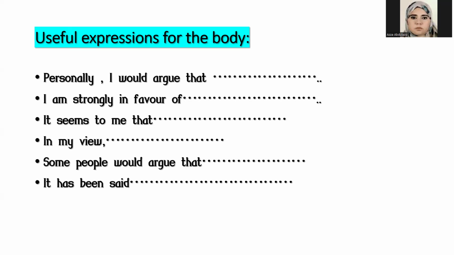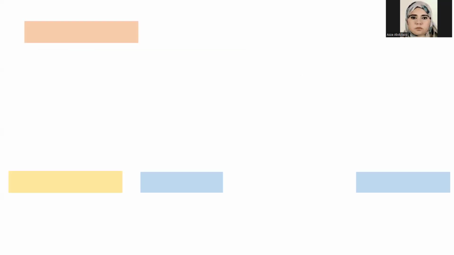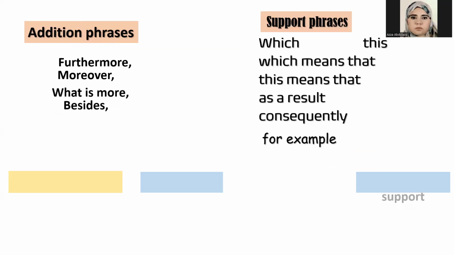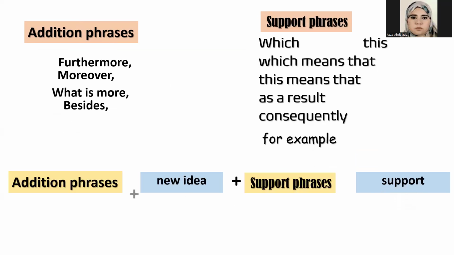One more thing, do not forget to use the writing equation. What do I mean by the writing equation? Have a look. This is my writing equation. Every time I want to add a new idea, I need to use one of the addition phrases. Furthermore, moreover, what's more, besides, and make sure to add a comma after each of them. Then you can just state your new idea.